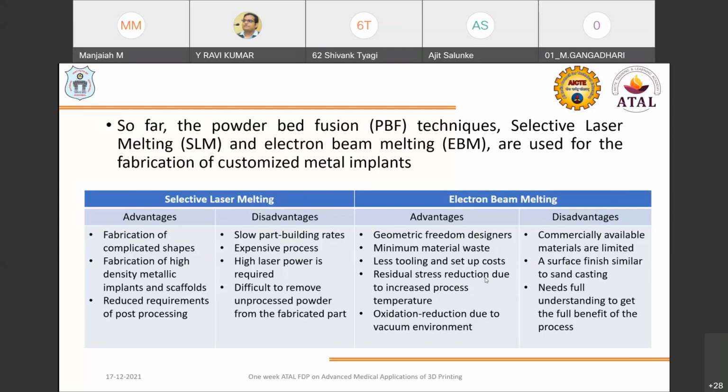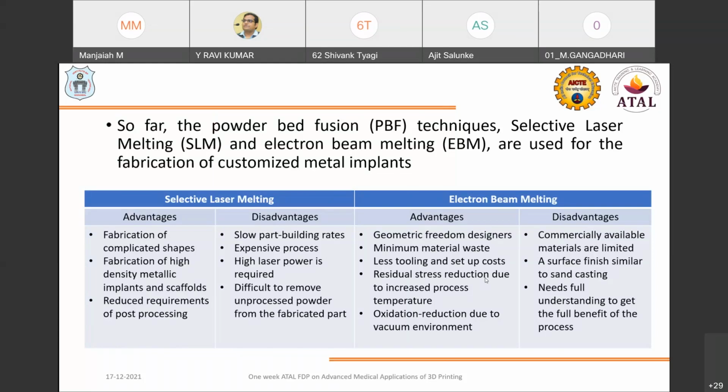What are the major advantages and disadvantages of the SLM and electron beam melting processes? If you fabricate complicated shapes, selective laser melting is very advantageous. High-density metallic implants and scaffolds can be manufactured with reduced post-processing. The disadvantages are slow part building rates and an expensive process. High laser power is required, and it is difficult to remove unprocessed powder from the fabricated parts, because partially melted powders stick onto the part. Removing those unmelted powder particles is difficult because we need to go for post-processing.